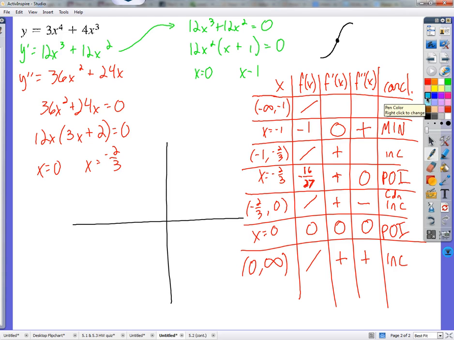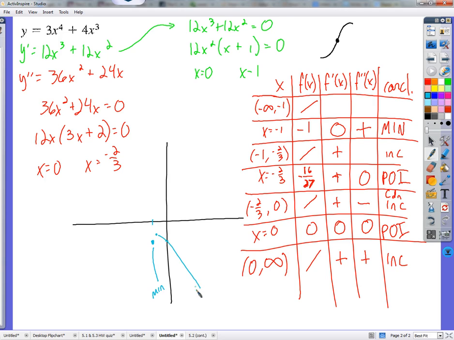Okay, so let's put this minimum down. There's a minimum at -1, -1. We could put a little note there. That's a minimum. And you've got a point of inflection at -2/3, -16/27. That's a little less than 40. Less than 2/3 of 1. Okay, so we're right there.